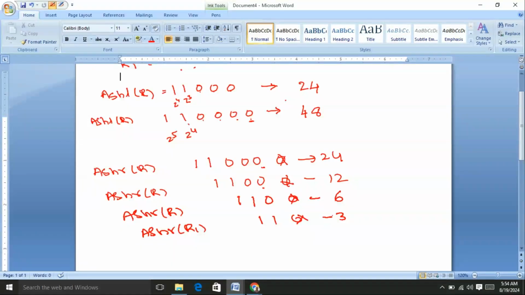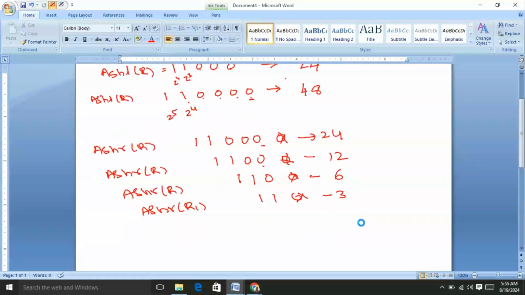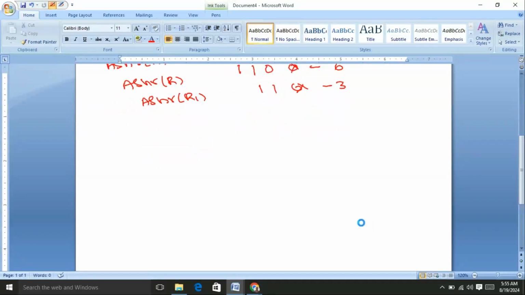So arithmetic right shift causes the content of the particular register to be divided by 2, and arithmetic left shift causes the content of the register to be multiplied by 2. Again I am going to discuss the circular shift. The circular shift is a special case.